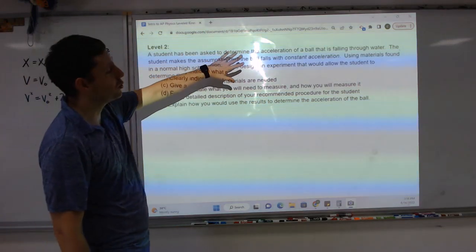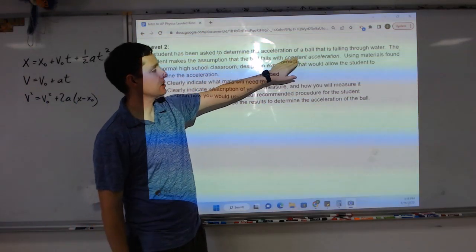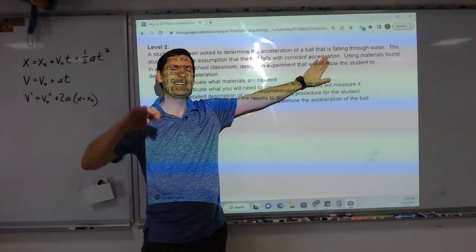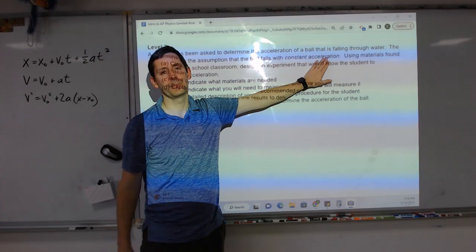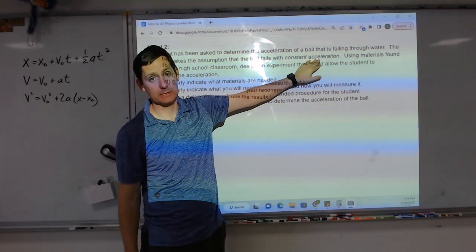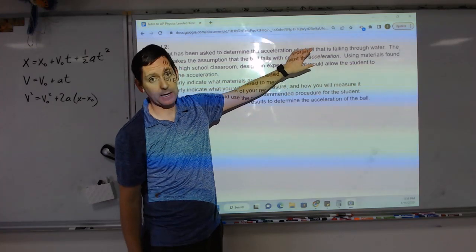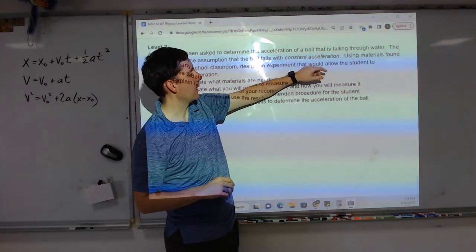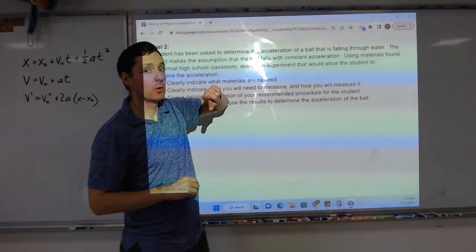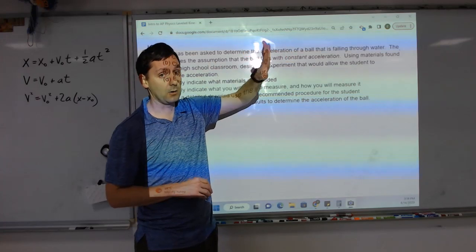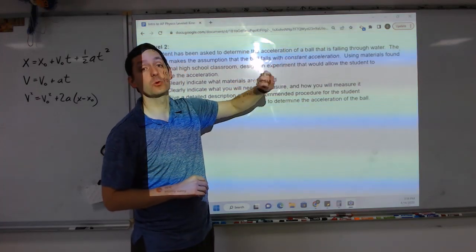Now, AP will do this sometimes. They will ask you to make this assumption. Whether that's a good assumption or not is not important. You have been told to make this assumption, constant acceleration. So we're going to make that assumption, and we'll worry about the rest of it later. Okay? There may be a question later where it actually says, is this a good assumption, why or why not? But for now, if it says to make that assumption, we're just going to go with it.